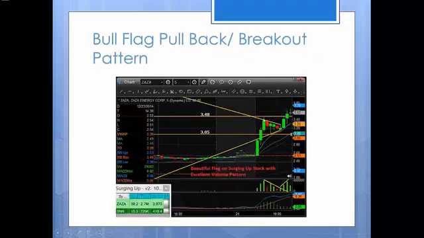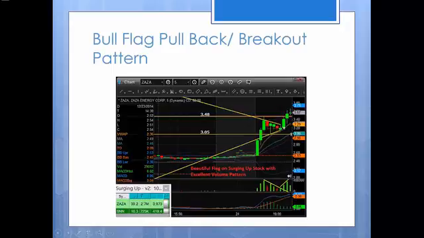Same thing with this one here. You've got the pullback. We don't want to enter at the high of 3.48. We want to buy it on the pullback. We've got this cup shape. This is a double top, and you can see the double top broke. It retested, came all the way back down to the initial breakout spot, right?